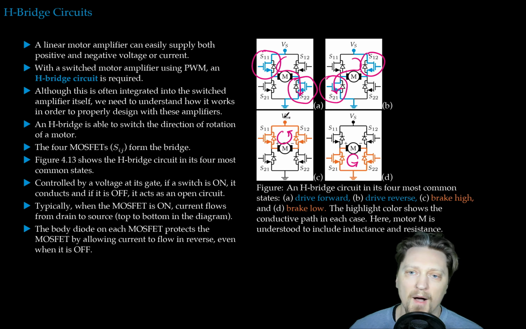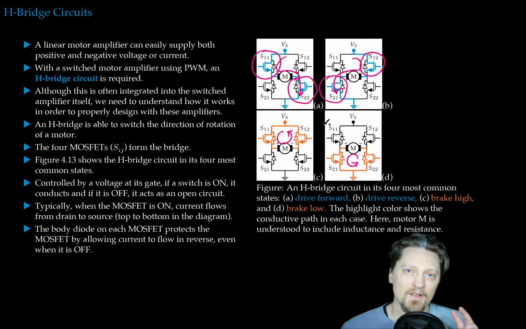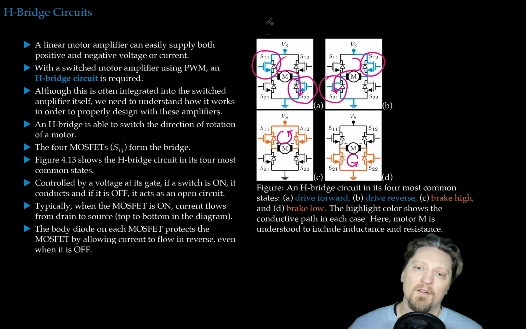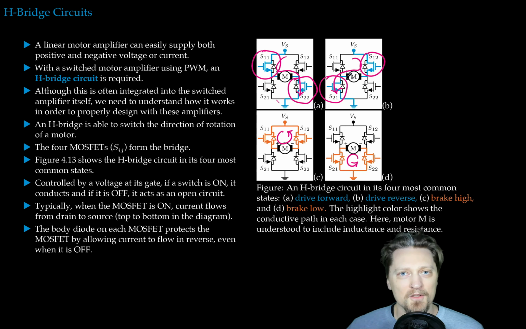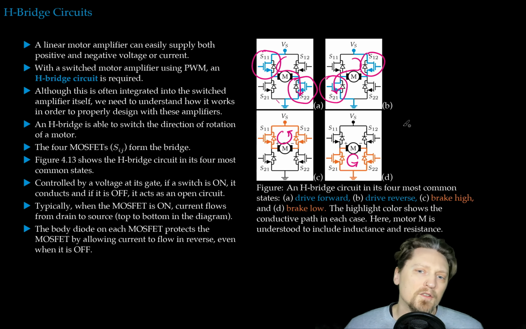And we have body diodes on each of the MOSFETs, which allows current to flow against the direction of the MOSFET. So when we're in the brake state, for instance, we're able to have current flowing against the direction of the MOSFET. So that's how we drive a motor with a switched supply in both directions: in forward direction with this configuration, reverse direction with this configuration, and we can also brake with these other two configurations. There are additional states.